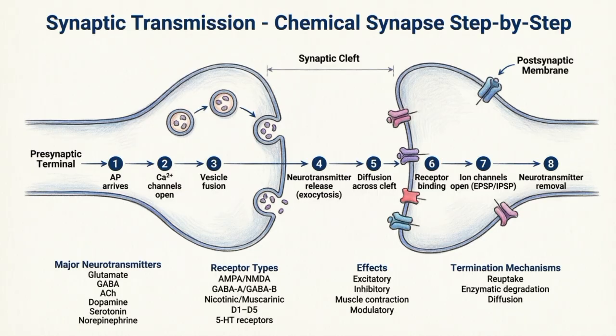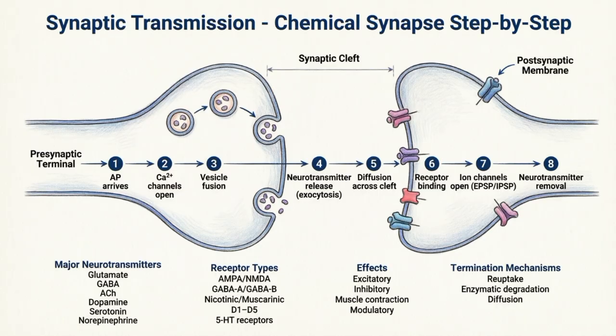Step 2. Calcium channels open. The arrival of the action potential triggers voltage-gated calcium channels in the presynaptic membrane to open. Calcium ions rush into the presynaptic terminal. This calcium influx is the critical trigger for neurotransmitter release.